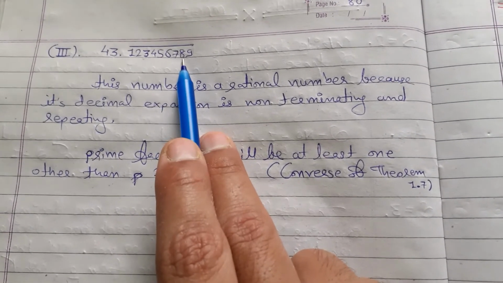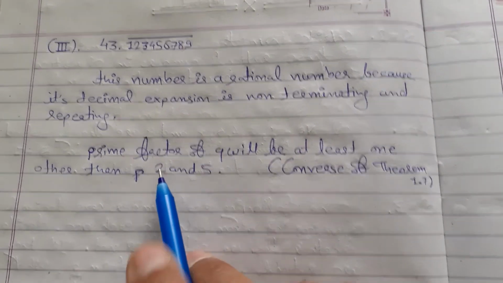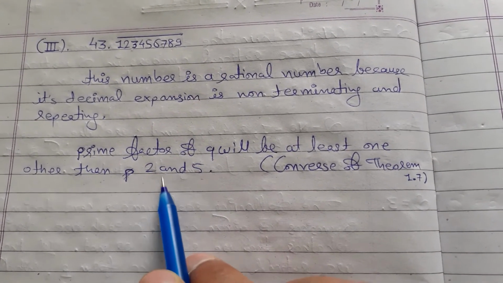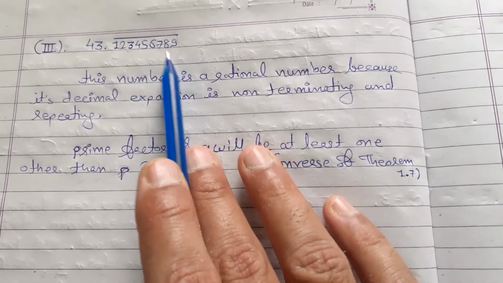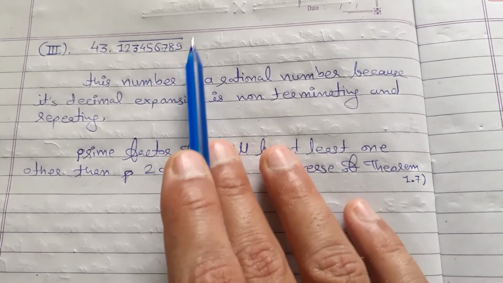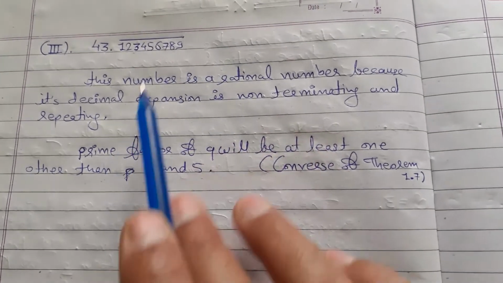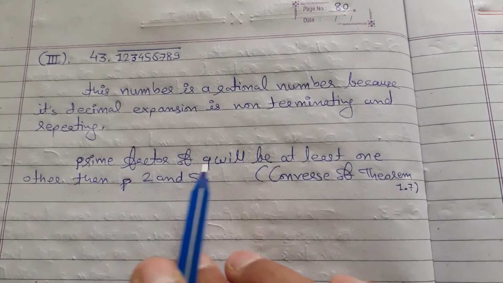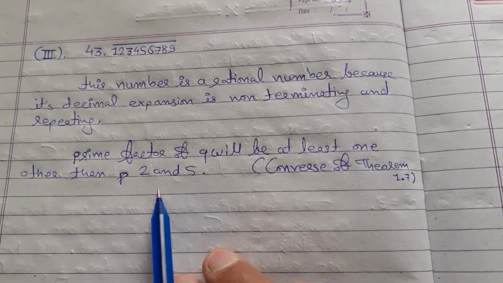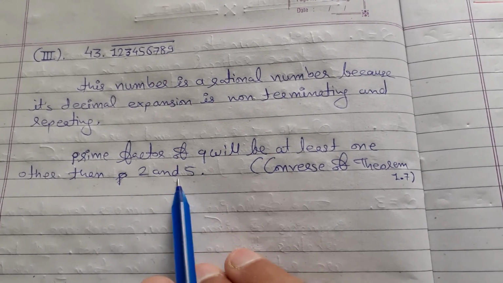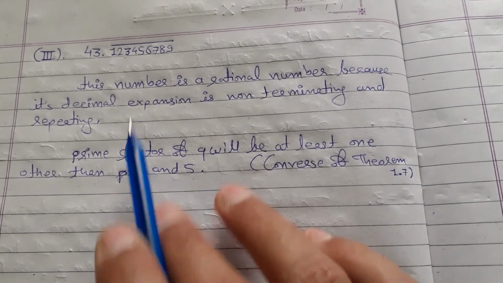So this is a rational number, but the nature of q is that 2 and 5 will appear, because here it is non-terminating and repeating. If it were non-terminating and non-repeating, then it would be an irrational number, but this is a rational number, and q will have at least one factor other than 2 and 5, meaning 2 and 5 will be factors, but some other factors will also be there, like 7 or 3 in the denominator.